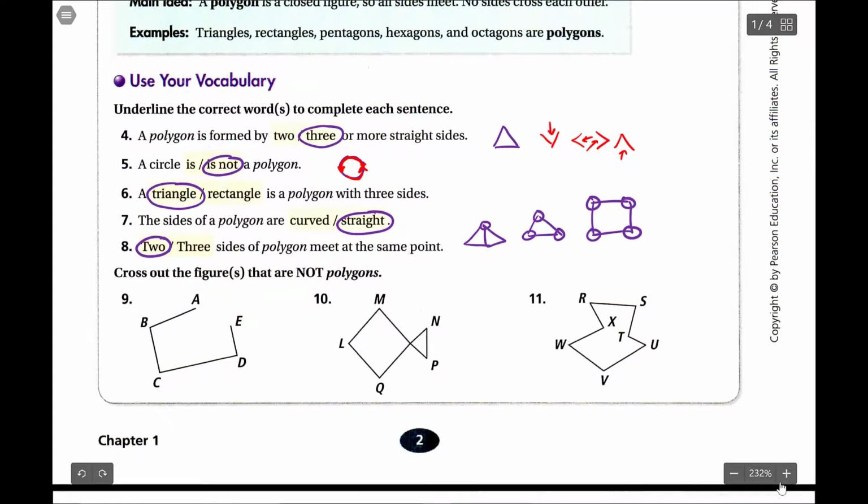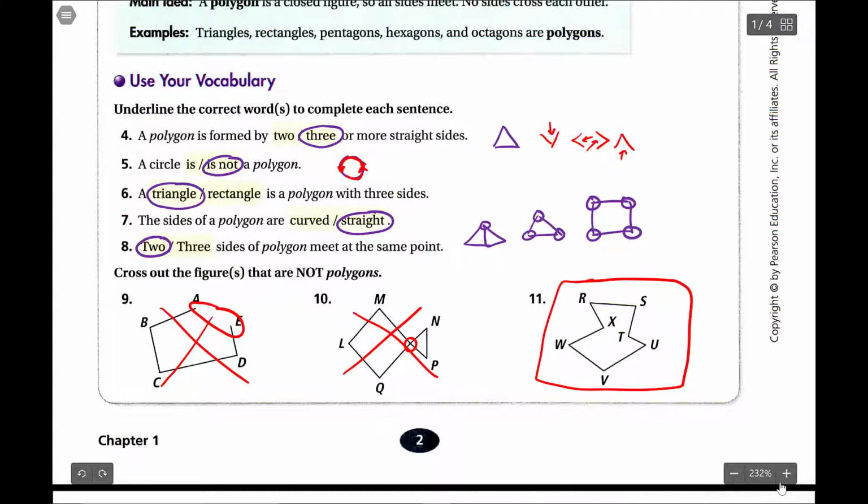For 9, 10, and 11, we just want to look at the figures and determine whether or not they represent polygons. Number 9 is not a polygon because of this open space between A and E. Number 10 is not a polygon because of this joint where MP and NQ intersect, so we have sides crossing one another. And number 11, just because it's an irregular shape does not mean it cannot be a polygon. This one is a polygon. It's completely closed all the way around, with no open spaces and no lines that intersect or cross one another.